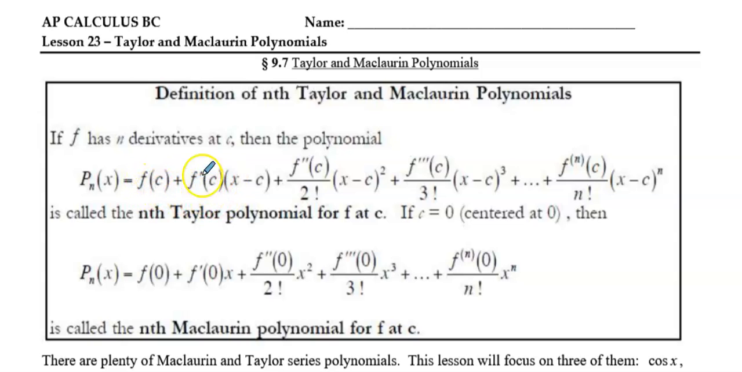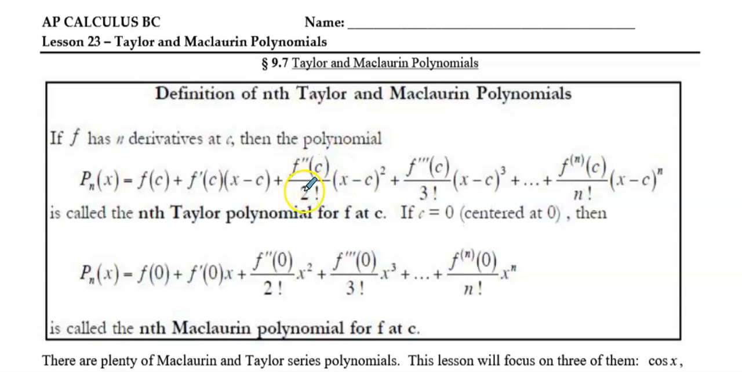But really what happens is that you're going to plug the function in, and then you're going to add the derivative times the x minus c to the first all over 1 factorial. So whatever the power is will always be the factorial. And then same thing with the derivative. So if I look at my third term, I'm going to do plus the second derivative, x minus c squared all over 2 factorial.